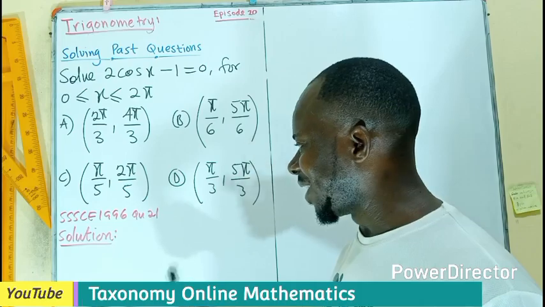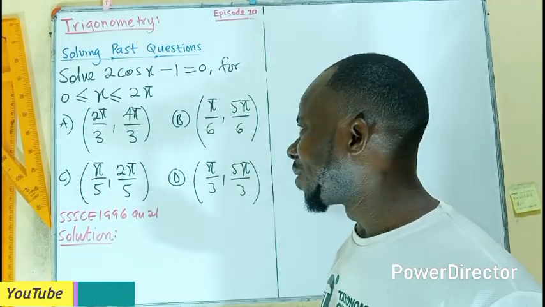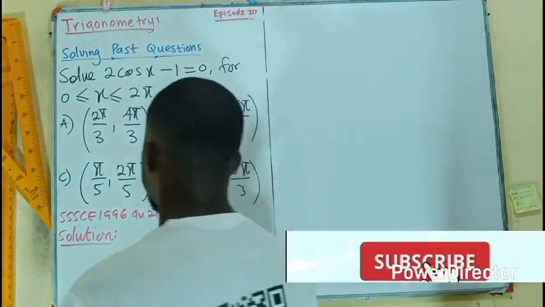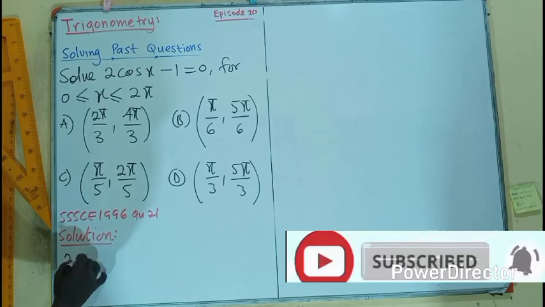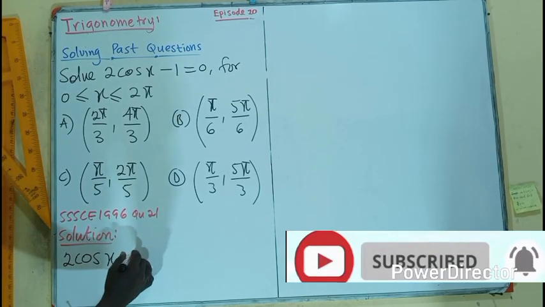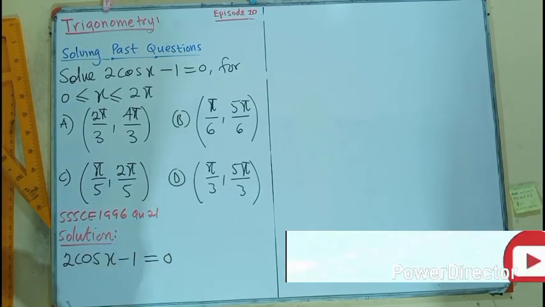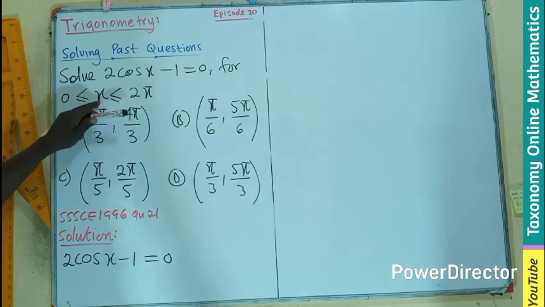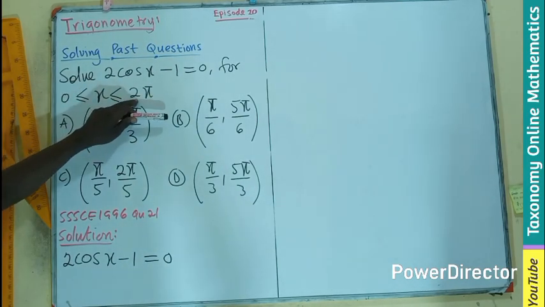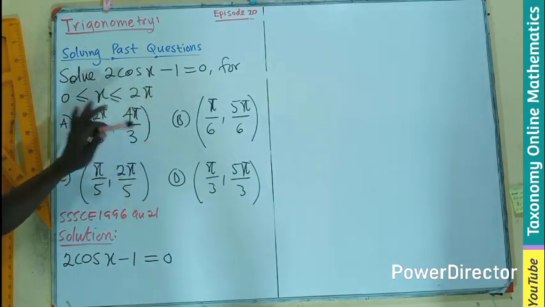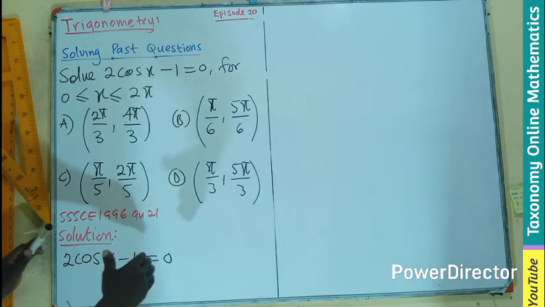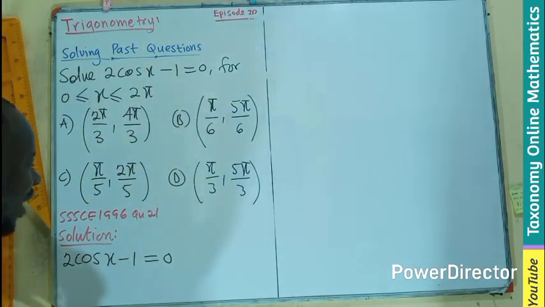So SSC 1996, question number 21. We are to solve for 2 cos x minus 1 equals 0, where our values of x range from 0 to 2 pi. This means it is in radian, so 0 to 360. Let's focus on the degree, then we convert further.